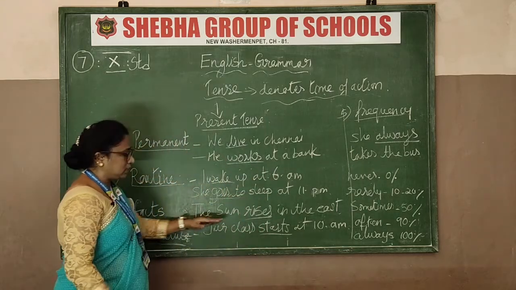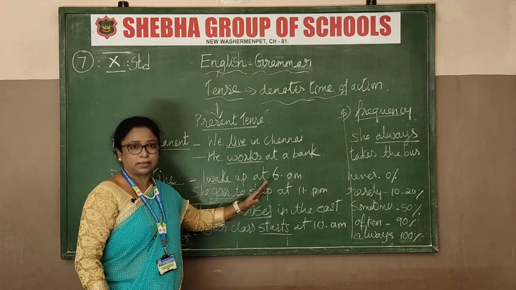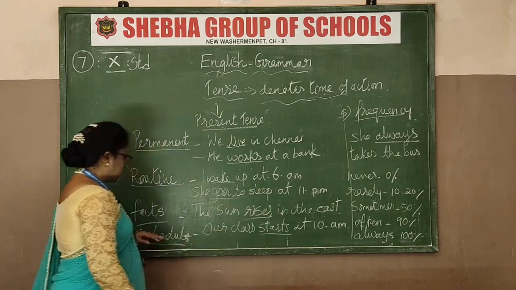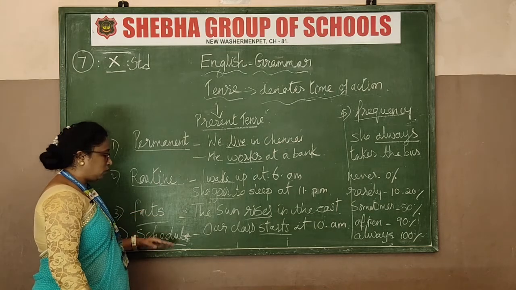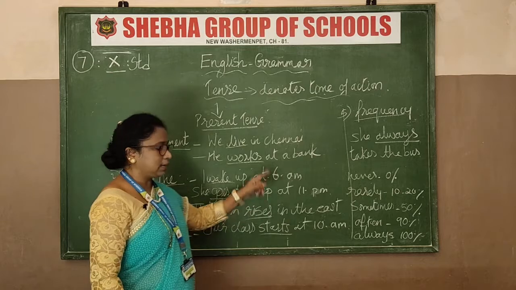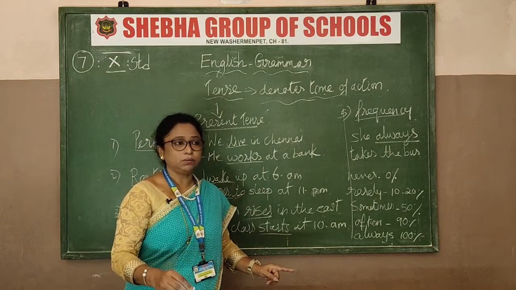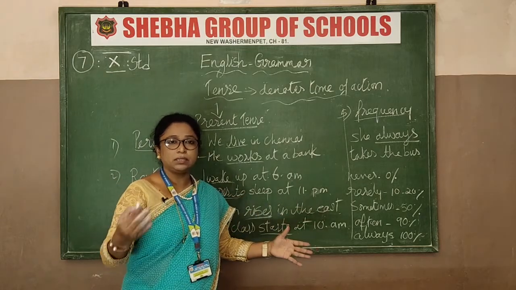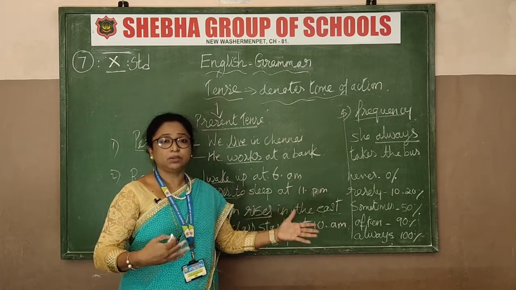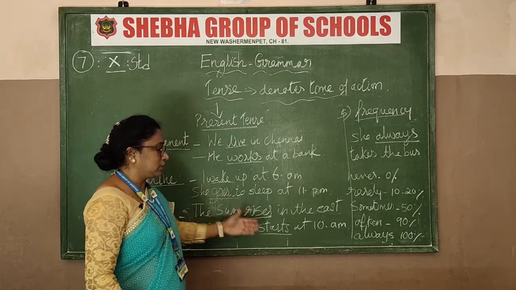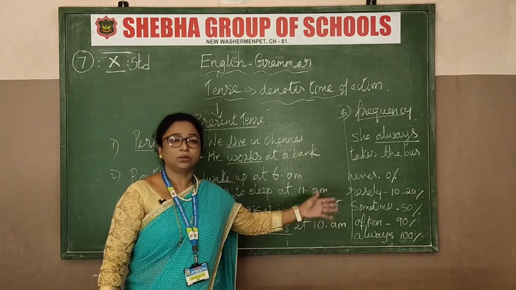So facts are like the sun rises in the east. This is a fact. You can't change it. So next one is schedule. Routine and schedule, a lot of difference. Schedule is, our class starts at 10 a.m. What is the timetable given to you? Routine is different. Schedule is different. What is the timetable? What is the roster? That is the thing given to you. So schedule is, our class starts at 10 a.m. Got that now?